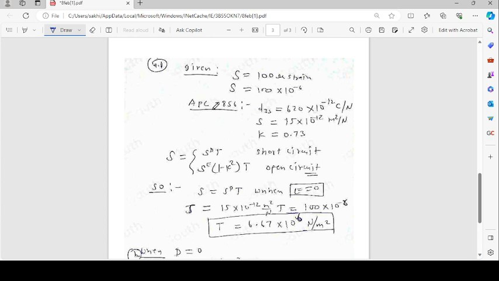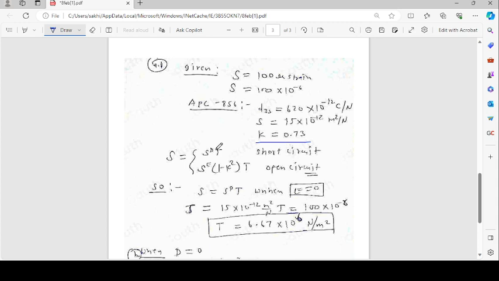Then we have APC 856 material. These are the material properties: the piezoelectric strain coefficient is 612 picometer per volt. What is compliance? Compliance is nothing but the reciprocal, 1 upon Young's modulus, right? It is 15 picometer squared per newton, and the coupling coefficient is 0.73, right?